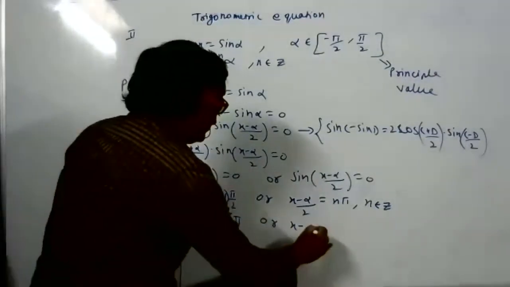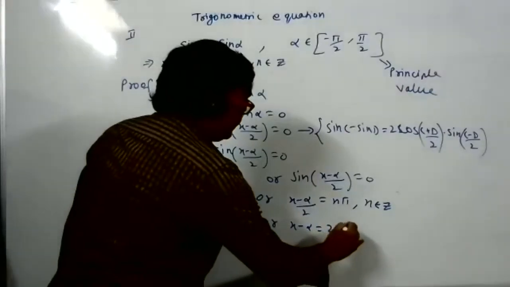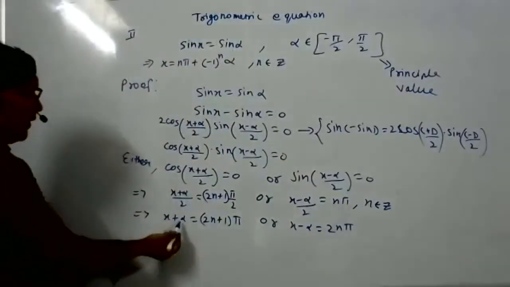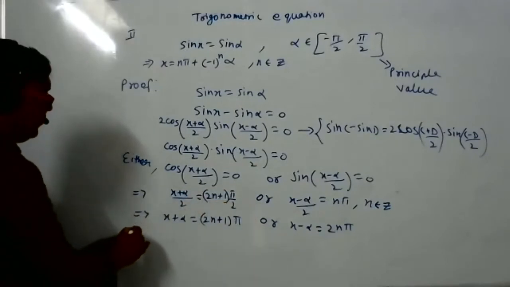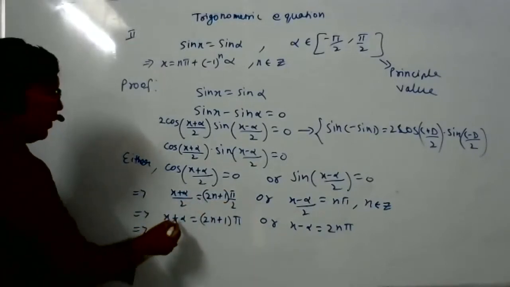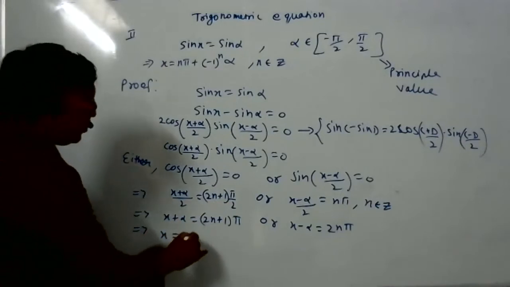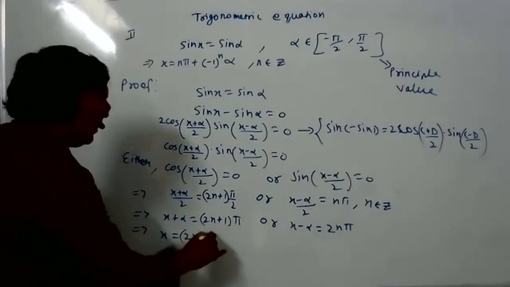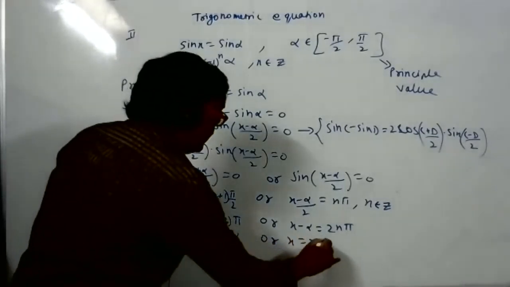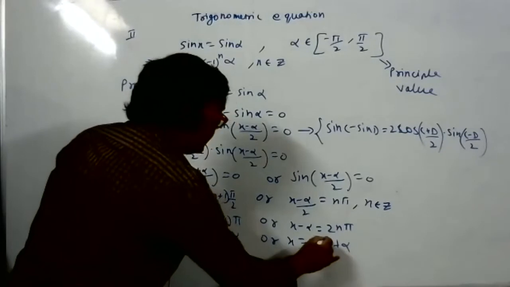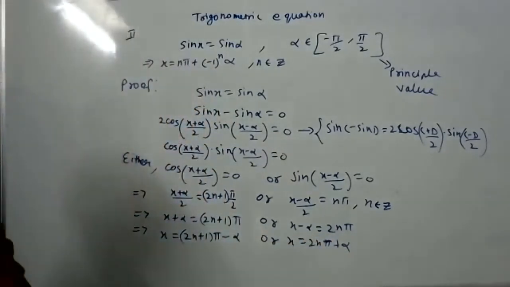So this will go on the right-hand side and become 2n pi. Then this alpha will go to the right, because I am interested in x. So x is equal to (2n plus 1) pi minus alpha, and here x is equal to 2n pi plus alpha. After this, when you copy down, then I will continue. Copy down.